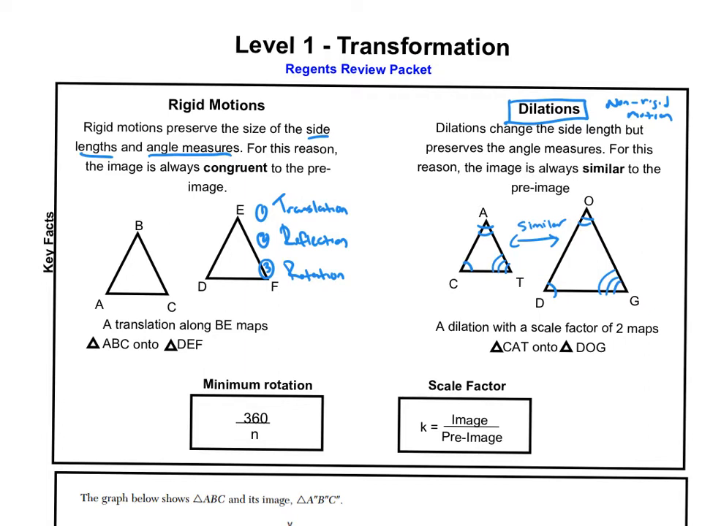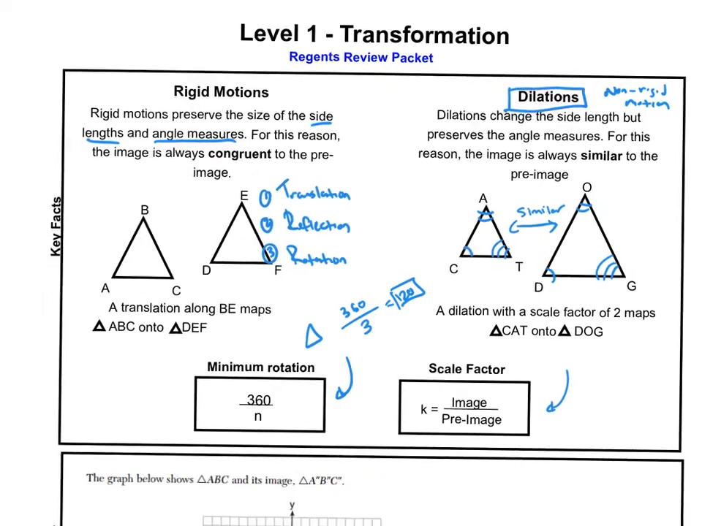Also, the two things you should remember is one, the minimum rotation formula is 360 over n, where n is the amount of sides in the shape. So if I want to say, hey, I have a triangle, what is the minimum rotation for that to look exactly the same? We would do 360 divided by 3, right? Because it has 3 sides. That would give us 120. And that is the minimum rotation for that. And then we have scale factor. To figure out the scale factor of a dilation, we use k equals image over pre-image, and we'll do examples of that today. All right, let's move on.